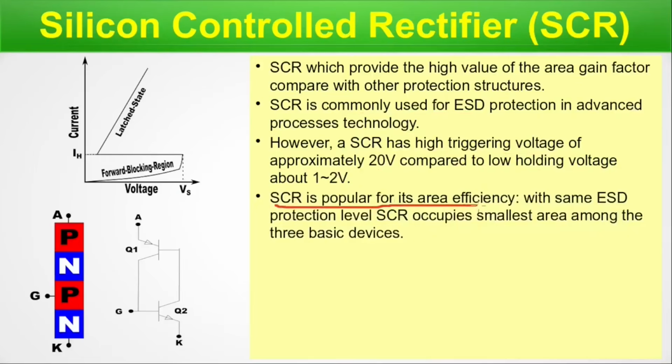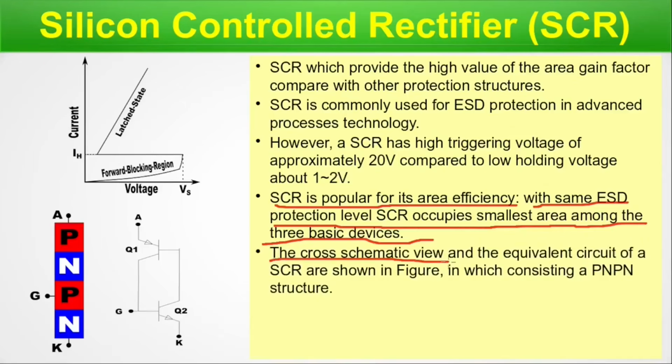SCR is popular for its area efficiency. With the same ESD protection level, SCR occupies the smallest area among the three basic devices. The area efficiency of SCR is very good, and we need that because in VLSI we need power, performance and area optimization. We have an entire episode on PPA. You can go ahead and watch that. We have also talked in detail about SCR operation in the Latchup episode. I have provided the links of these two videos in the description. You can watch them in case you are interested.